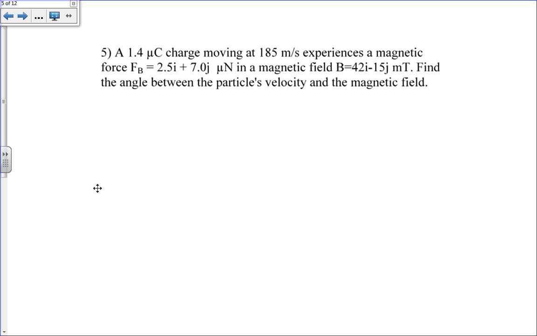A 1.4 microcoulomb charge is moving at 185 meters per second, and experiences a force given here. Notice it's in micronewtons, in a magnetic field given here in millitesla. Find the angle between the particle's velocity and the magnetic field.